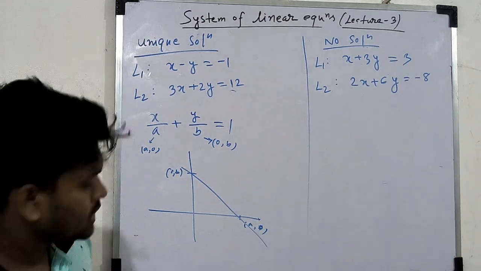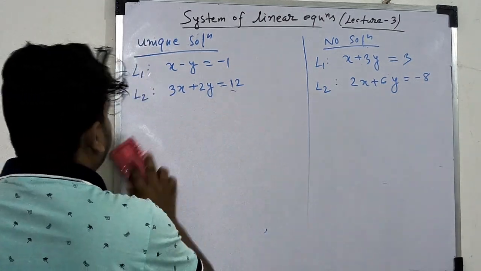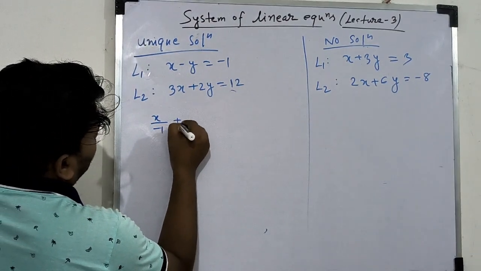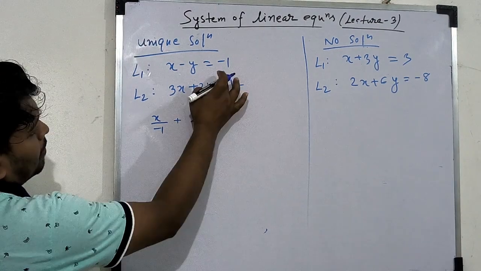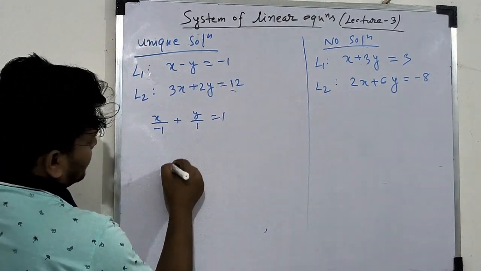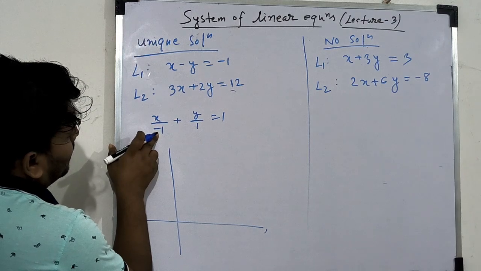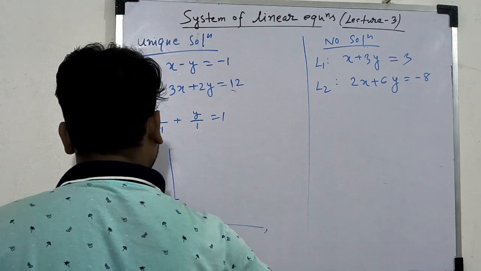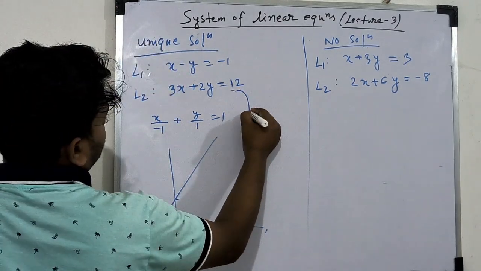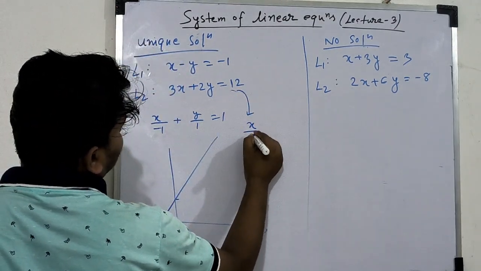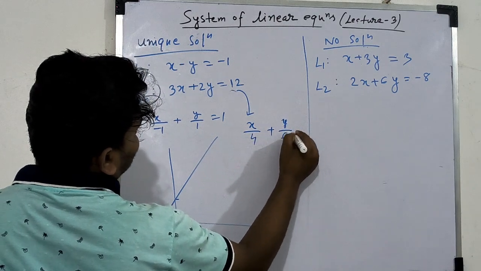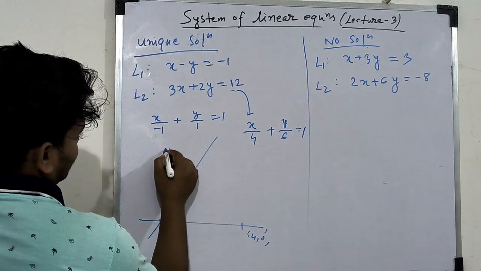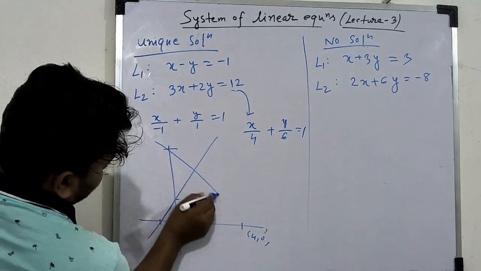If we put the first line in this form, we get x by minus 1 plus y by 1 equal to 1, dividing by minus 1 on both sides. So this equation will cut the x-axis at minus 1 comma 0 and the y-axis at 0 comma 1. This is the first equation. If we put the second as x by 4 plus y by 6 equal to 1, it cuts the x-axis at 4 comma 0 and the y-axis at 0 comma 6. So this will be this line.